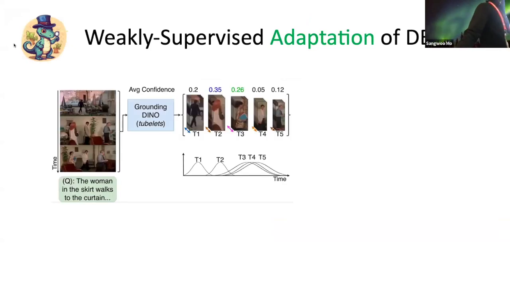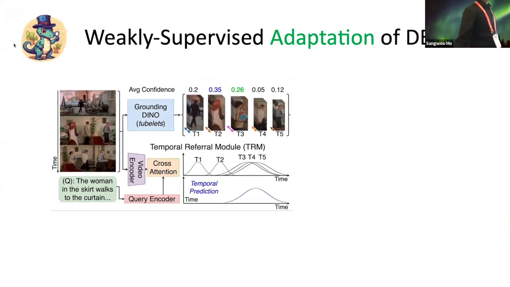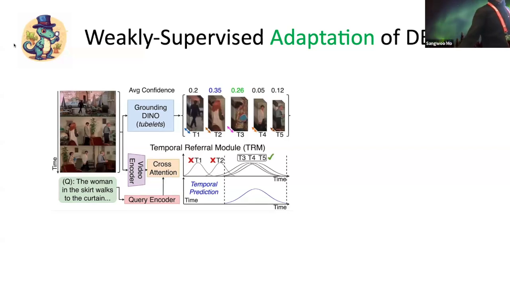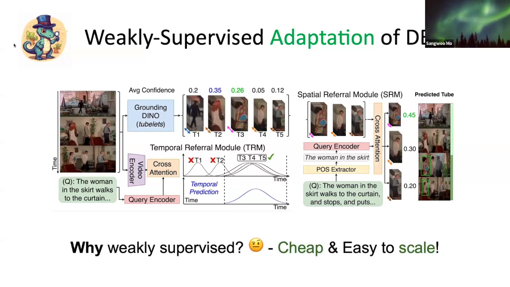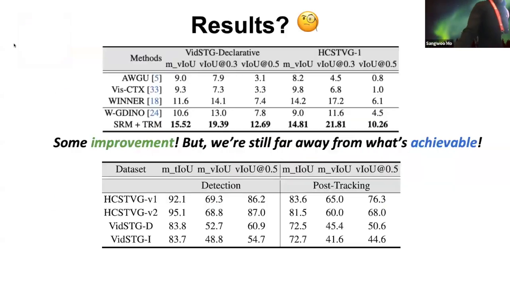We thought that we'd add a dedicated temporal and spatial module. So we start off with the same flow from before, where we generate the proposals, and we add this temporal module that is just responsible for predicting a start and end timestamp corresponding to the caption. And then we use that temporal prediction to actually filter out those tubelets that aren't temporally relevant. And then based on that temporal prediction and the corresponding tubelets that we selected, we add a spatial module that just selects one of those tubelets out of all the available tubelets. And both the temporal referral module and the spatial referral module are trained weakly supervised because it's cheap.